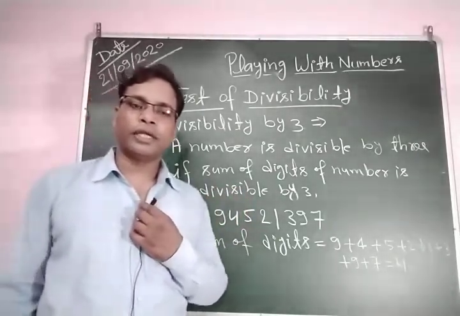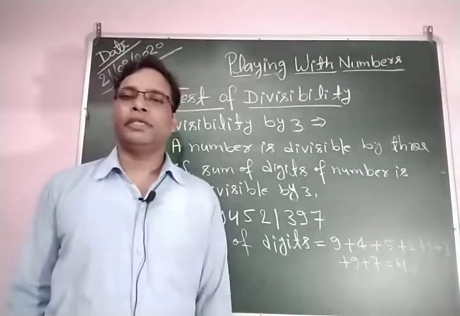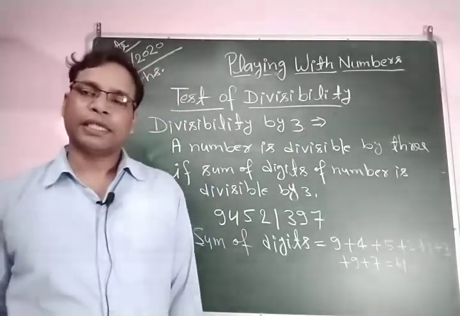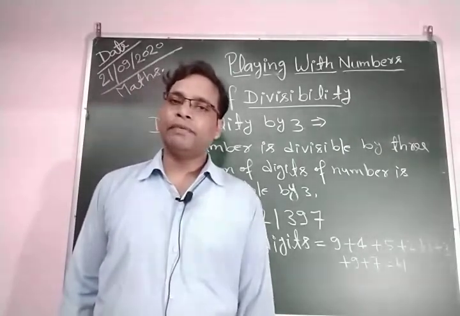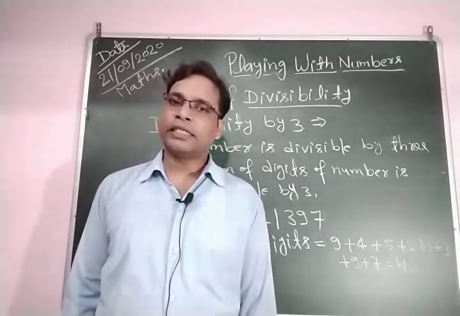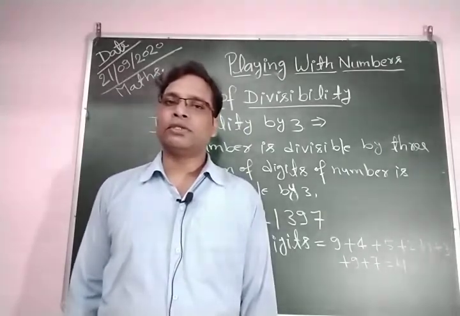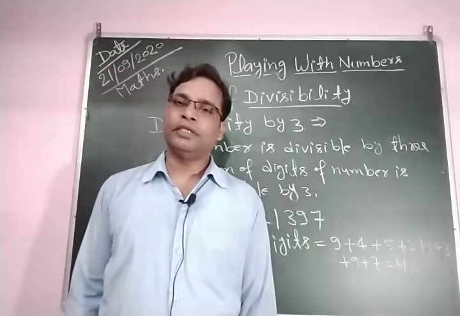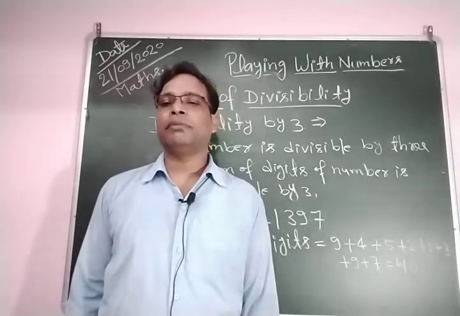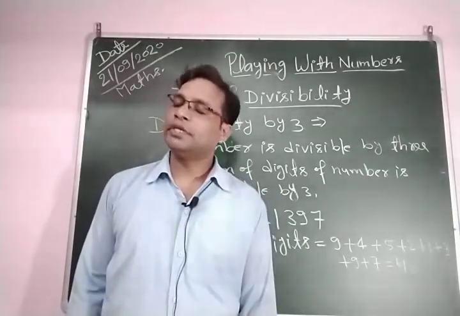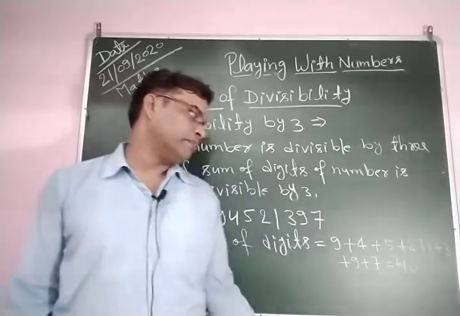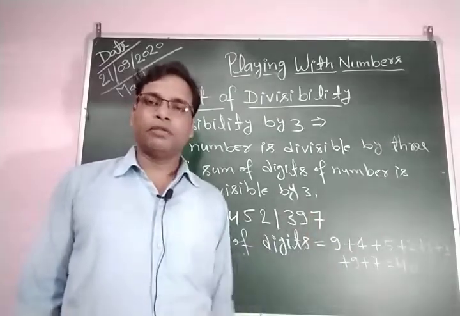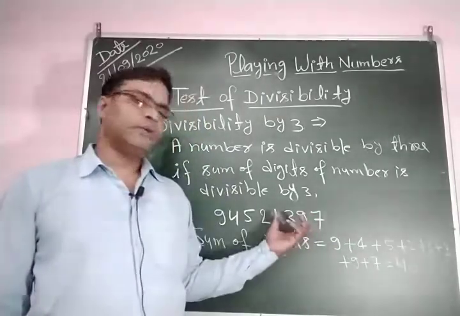Clear? So students, I hope all have understood the divisibility test, divisibility by 3. In this test we check whether the given number is divisible by 3 or not. For that, first we find the sum of the digits of the number. If the sum of digits of the number is not divisible by 3, then that number is not divisible by 3. For example, here you can see the sum of digits is 40. 40 is not divisible by 3, so this number is not divisible by 3.